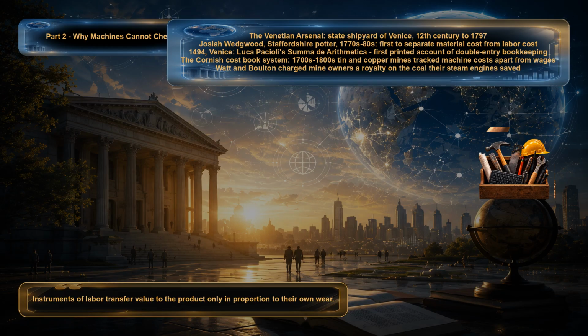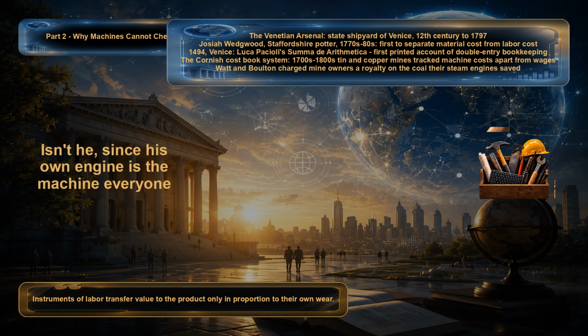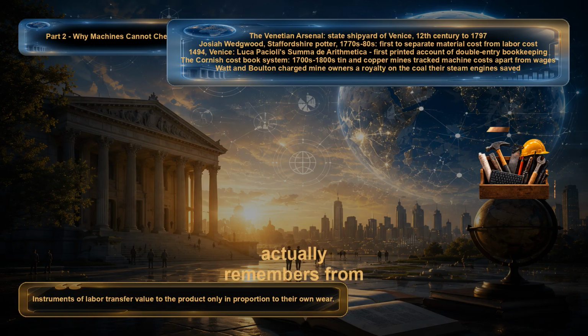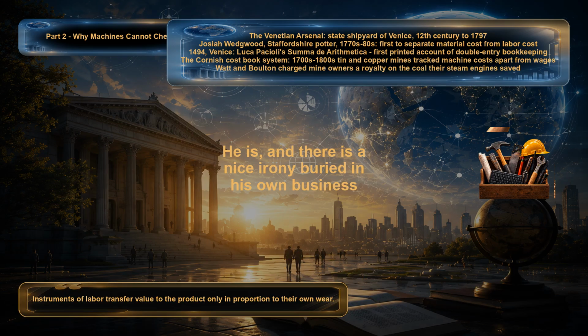James Watt himself is an interesting figure to bring in here, isn't he? Since his own engine is the machine everyone actually remembers from this period. He is, and there is a nice irony buried in his own business arrangement.